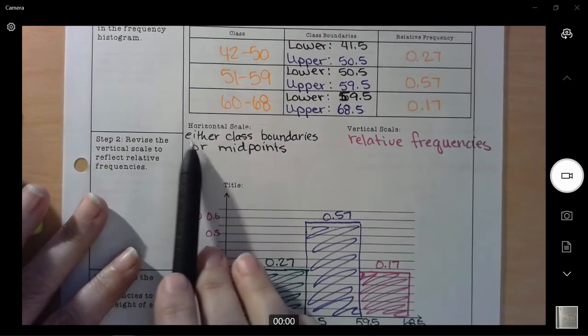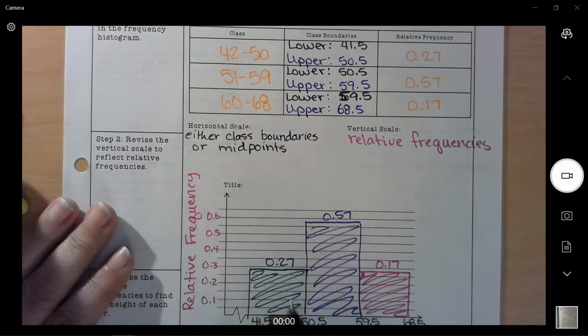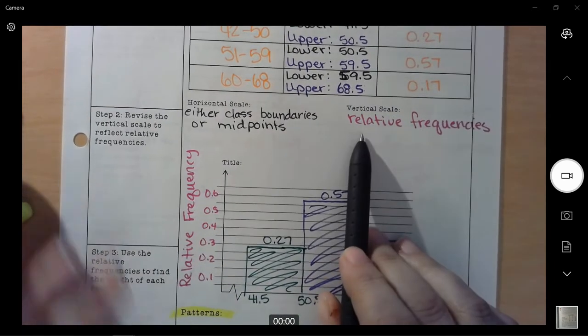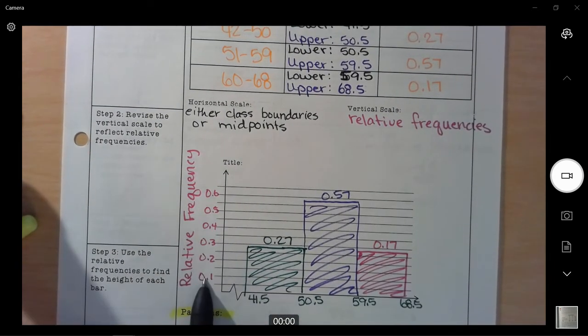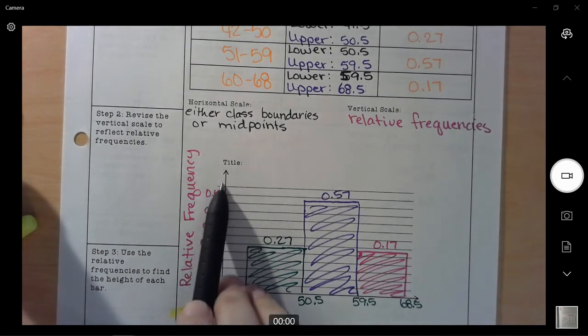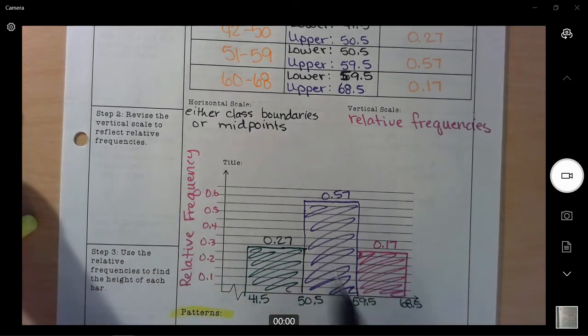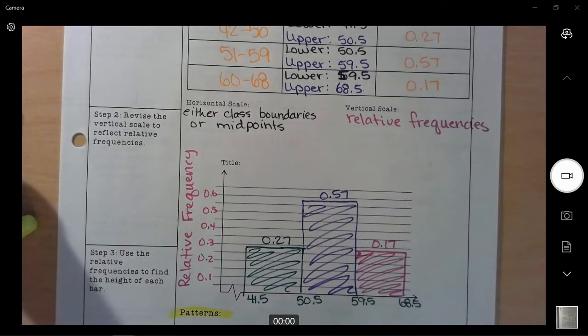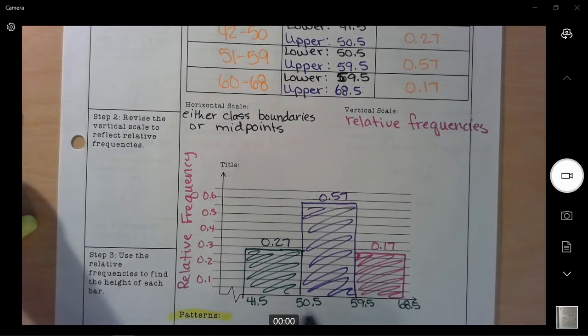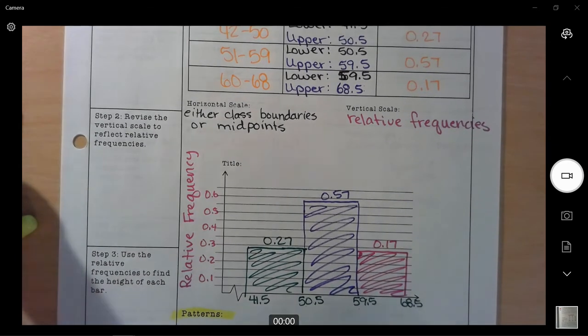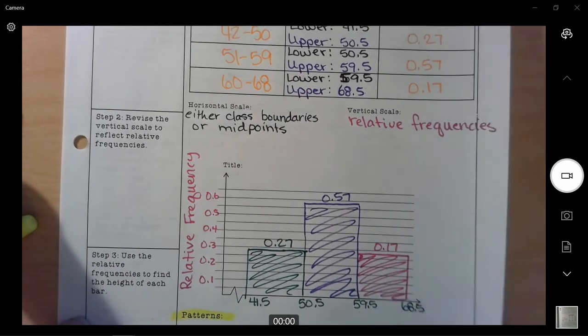So again, you can either use your class boundaries or your midpoints to label, and then your relative frequencies would be on the side. So instead of being 1, 2, 3, 4 or 2, 4, 6, 8, you're going to use 0.1, 0.2, 0.3, 0.4, whatever works best for it, all the way up to 1. And then you would have your bars. And again, you should be able to look at this and say 57% of the presidents that have been elected or inaugurated are between the ages of 50.5 to 59.5. So that would be your pattern that you would be talking about.